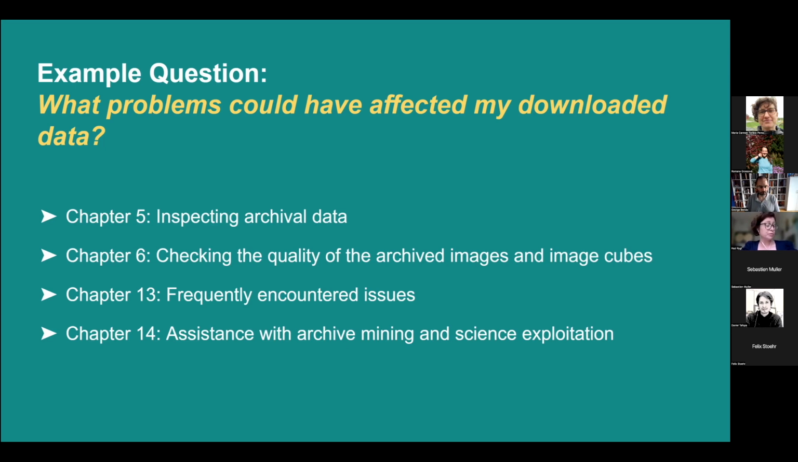To understand the quality of the archival images, you can consult chapter 6. And for any other particular issues, for example, there are some issues related to the CASA version, you can look at chapter 13 for the frequently encountered issues. As always, if you find problems in your data or in your images, we urge you to seek assistance, to contact the ALMA help desk or contact directly your ARC node, as is described in chapter 14.